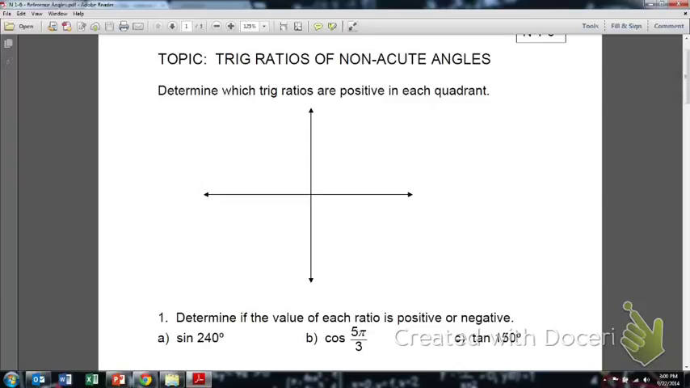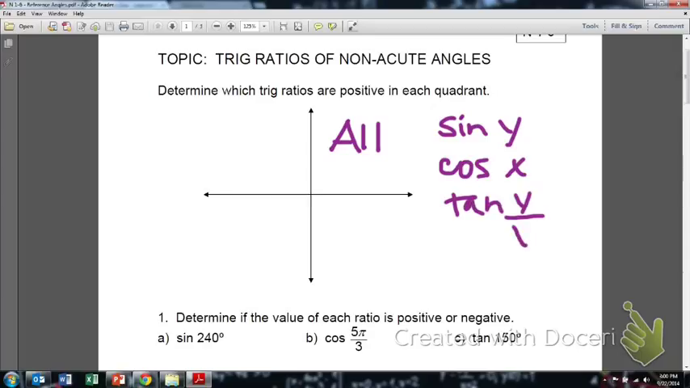So in the first quadrant, all 6 trig ratios are positive. Remember your trig ratios: sine is y, cosine is x, tangent is y over x, cosecant is 1 over y, secant is 1 over x, and cotangent is x over y. So because in the first quadrant the x and the y are both positive, all 6 ratios will be positive.